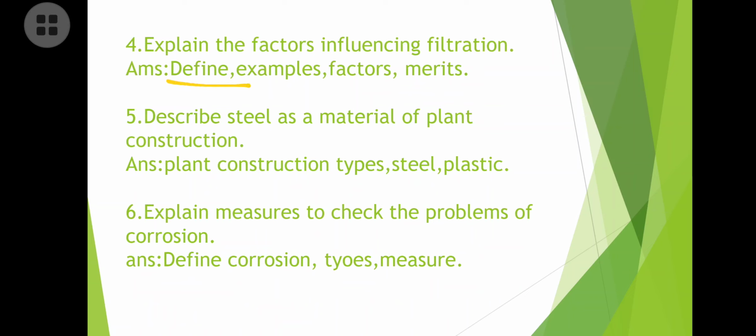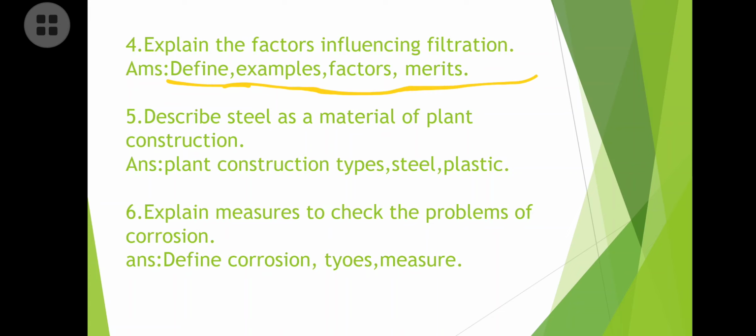First you define what filtration is, and write examples, factors, and merits. You can give 5 to 6 filtration examples, like leaf filter, meta filter, and so on. Describe steel as a material of plant construction. Sometimes they will ask for steel, or they will ask for plastic as a material.